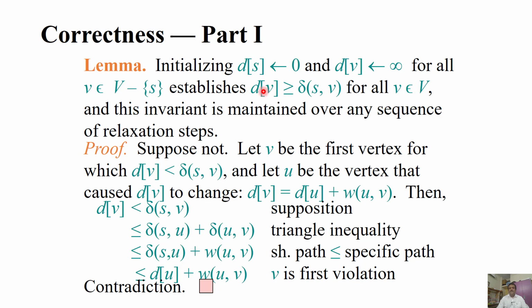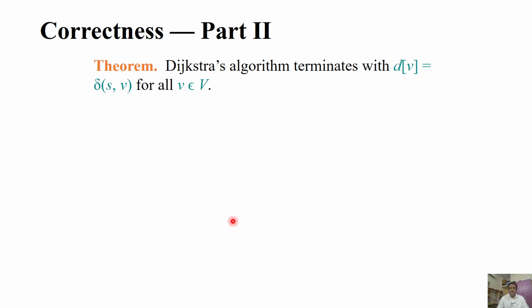The key value of a vertex is greater than or equal to delta of S comma V, and in the next theorem we will show the key value of a vertex will be equal to delta of S comma V whenever we are adding that vertex to the capital S. So, that part is this part. This part is telling that Dijkstra's algorithm terminates with the key value of the vertex being delta of S comma V. So, this is the correctness.